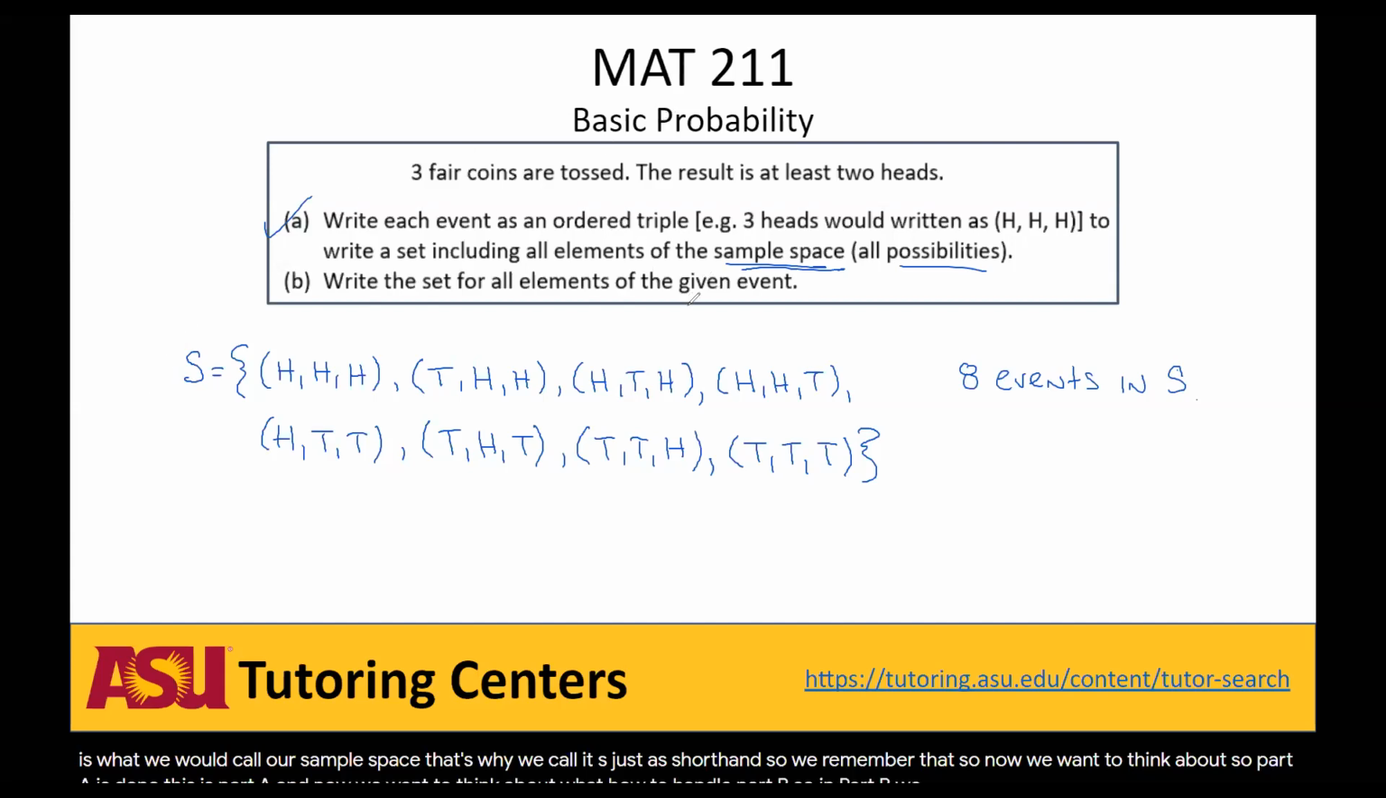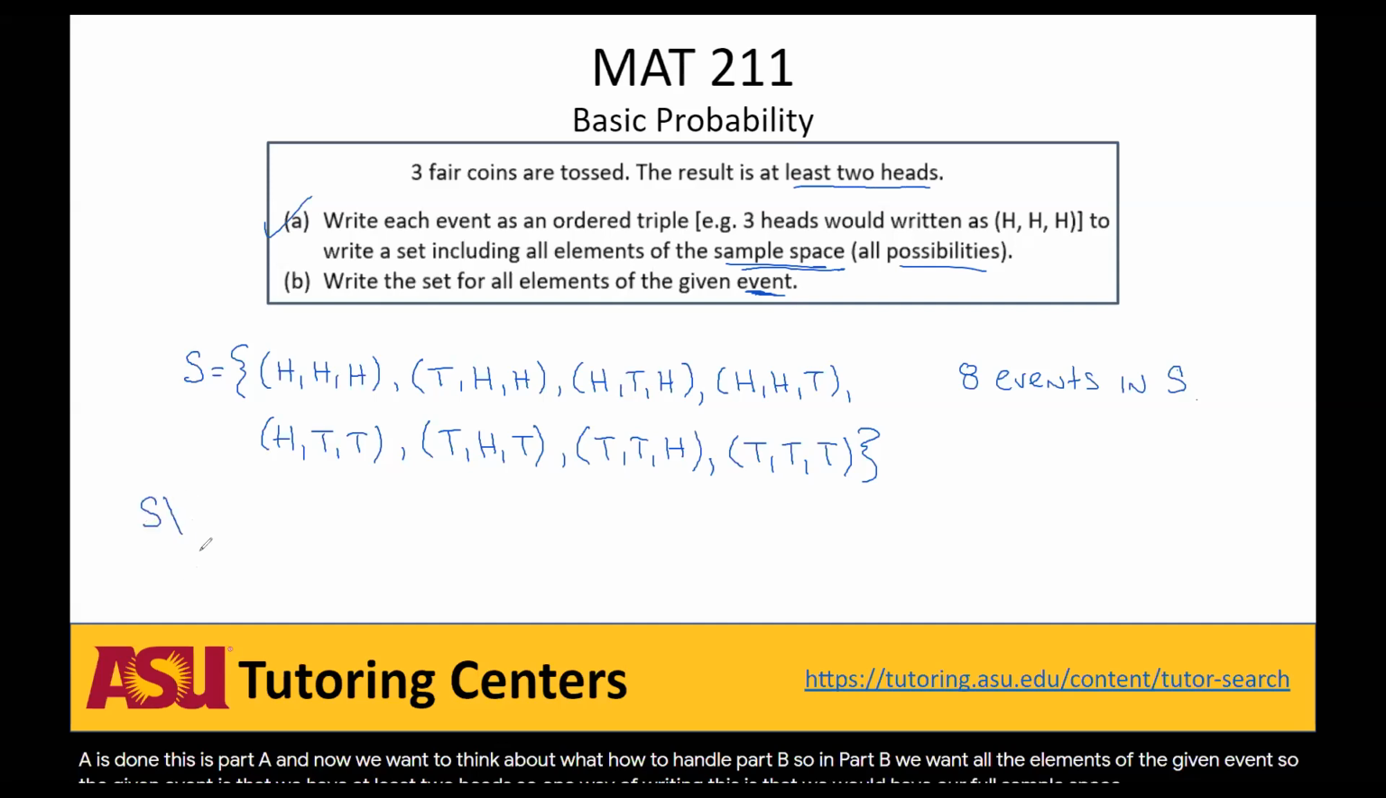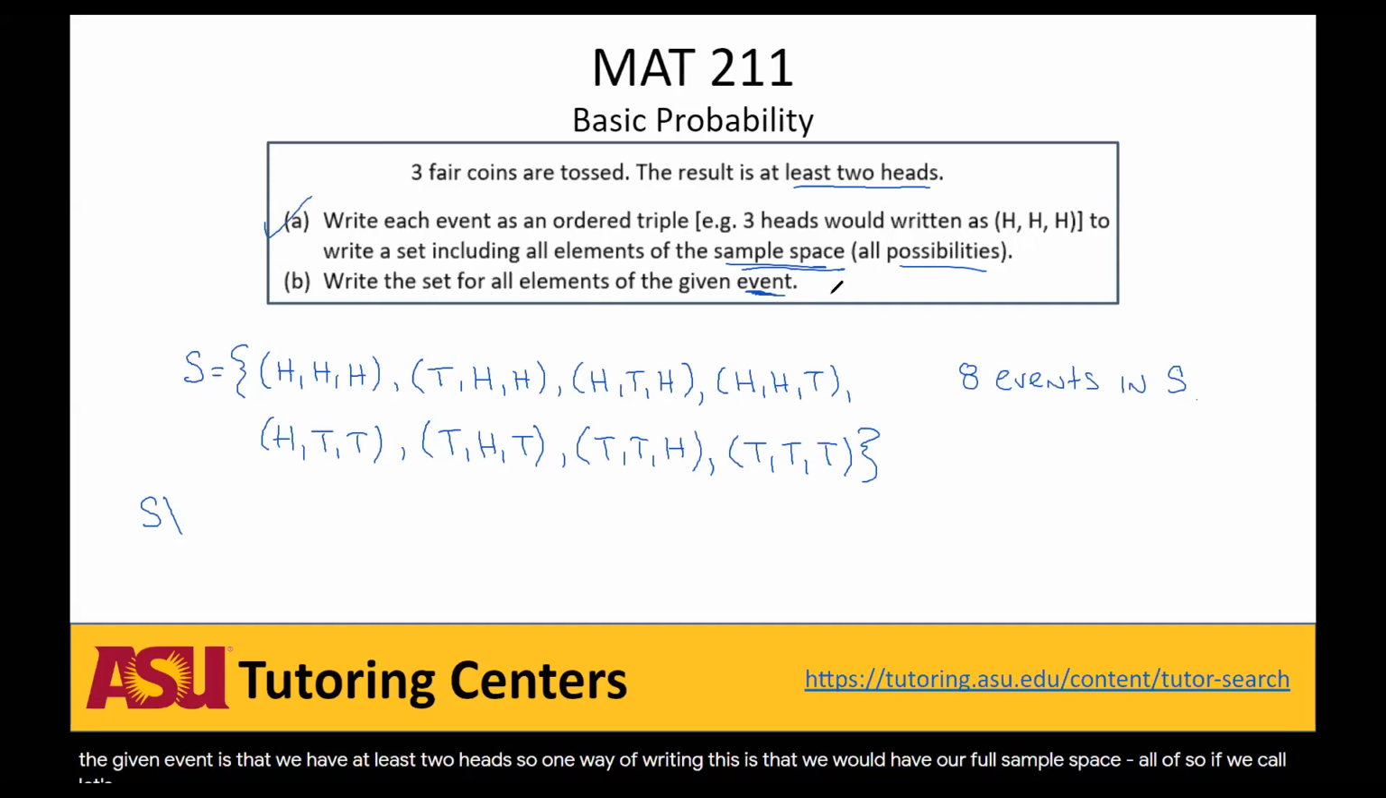So in part B, we want all the elements of the given event. The given event is that we have at least 2 heads. So one way of writing this is that we would have our full sample space minus all of... Let's call E the event of at least 2 heads. So this is possible events.